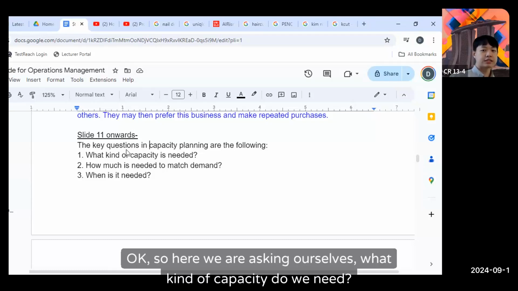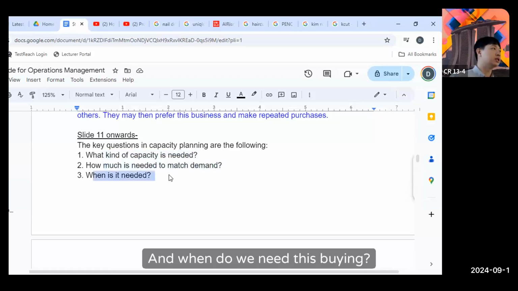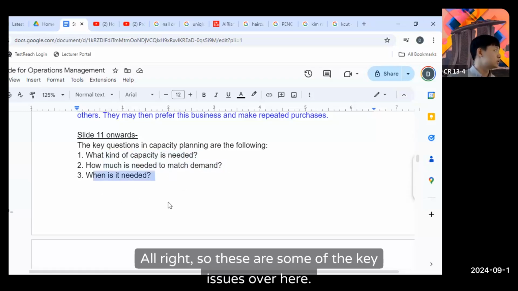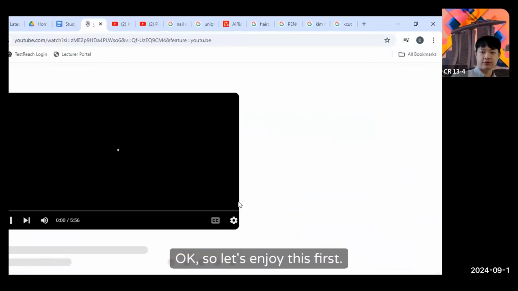Here we're asking ourselves, what kind of capacity do we need? How much is needed to match the demand? And when do we need this by? These are some of the key issues over here. So let's enjoy this first.